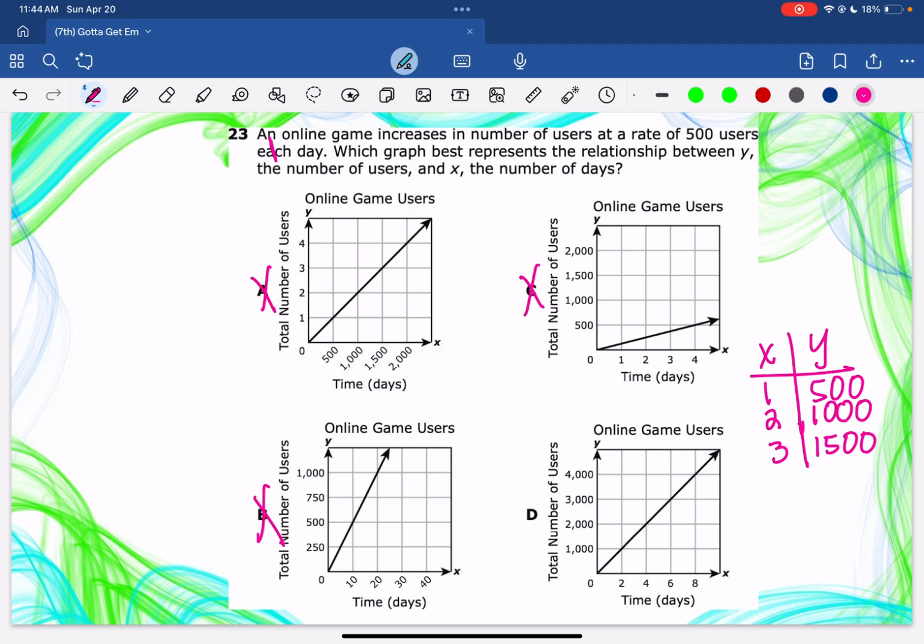Now I'm going to go to D. And 1 to 500, 1's not there, but 2 to 1,000 is. And if I needed, which obviously I do, we'll go with 4, which would be 2,000, and it does work. So my correct answer is D. So hopefully that worked out for you and you got the correct answer.